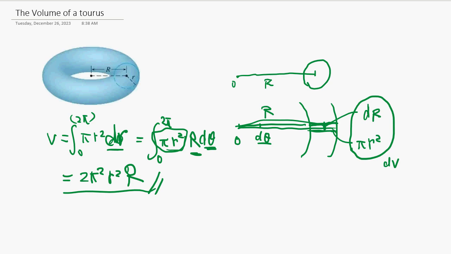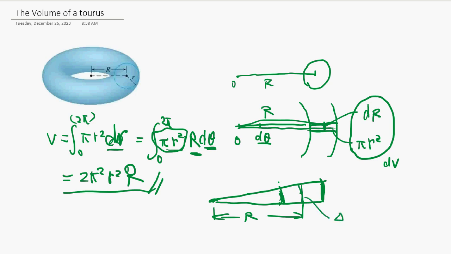This disk, actually, if you look at the disk, the disk is like that, right? This is R. This is smaller. This is larger. This is not the disk. Say this is delta r. Delta r, it's not exactly the disk. It should be like this.